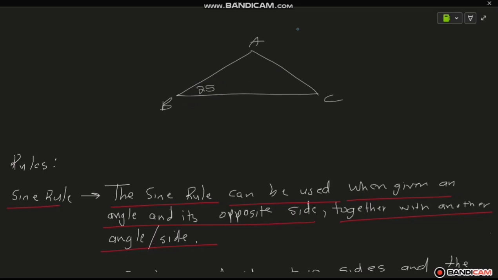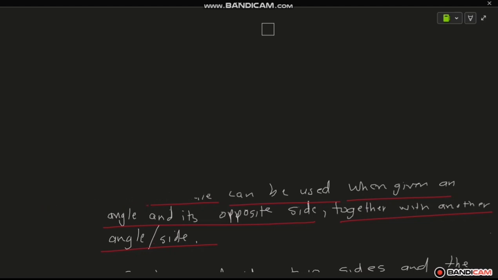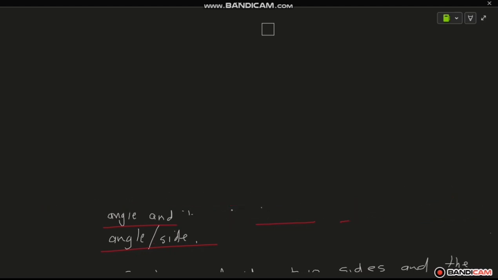Now, let's say we are given the very same angle here, 25, and 11 centimeters. Then inside here we have, for an example, 31. So the angle here, its opposite side, and another angle. That makes us able to use the sine rule. So that's what you must know. You can only use the sine rule when you are given an angle and its opposite side together with another angle or side.